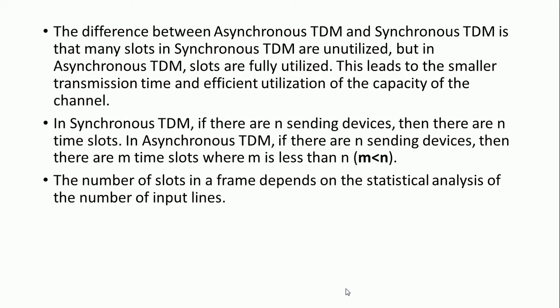The difference between asynchronous and synchronous time division multiplexing is that many slots in synchronous TDM are unutilized, but in asynchronous TDM, slots are fully utilized. This leads to smaller transmission time and efficient utilization of the capacity of the channel. In synchronous TDM, if there are n sending devices, then there will be n time slots. In asynchronous TDM, if there are n sending devices, then there are m time slots where m is less than n. The number of slots in a frame depends on the statistical analysis of the number of input lines.